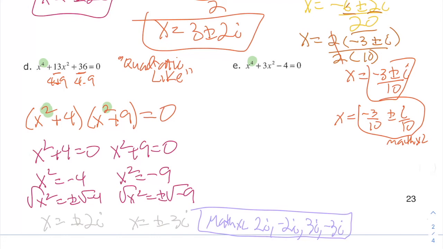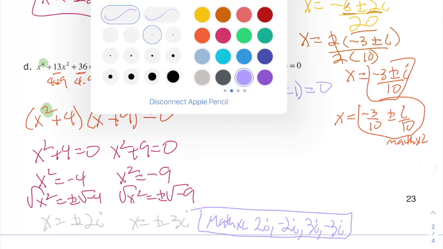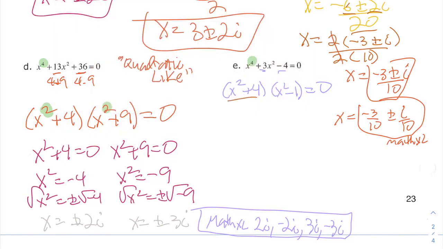Okay, same thing over here. Try it on your own. Press pause, but I'm going to continue. So this is x to the 4th plus 3x squared minus 4, which is two numbers whose product is -4 and whose sum is 3, and that is 4 and -1. When I factor this, it becomes x squared plus 4 times x squared minus 1 equals 0. This problem is a little bit different. It's still x squared plus 4 equals 0 and x squared minus 1 equals 0.